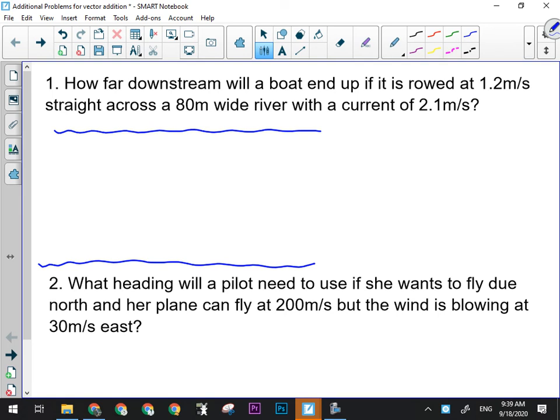Okay, so in this question, that's my river, by the way. The question's asking how far downstream will a boat end up if it's rowed at 1.2 meters per second straight across an 80-meter wide river that has a current of 2.1 meters per second. So I know the river is 80 meters across. And I'm rowing at 1.2 meters per second.